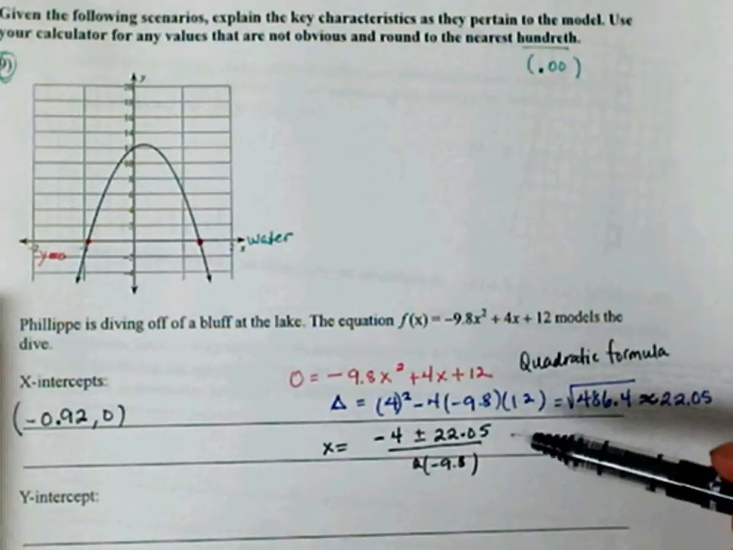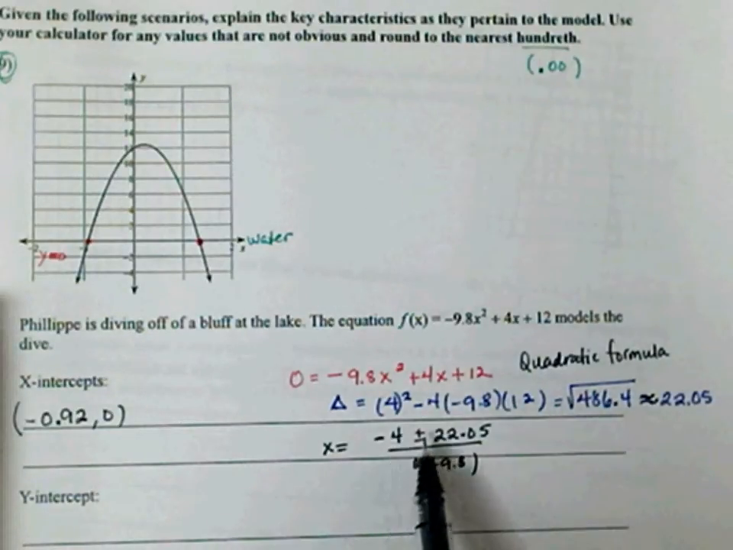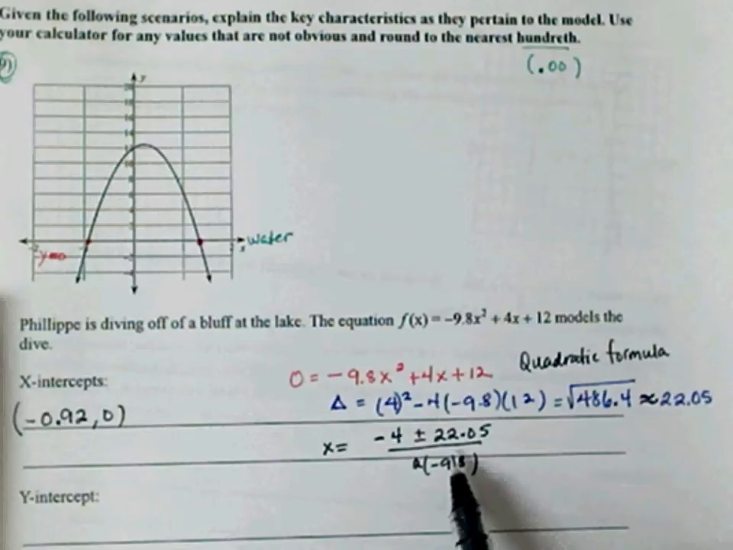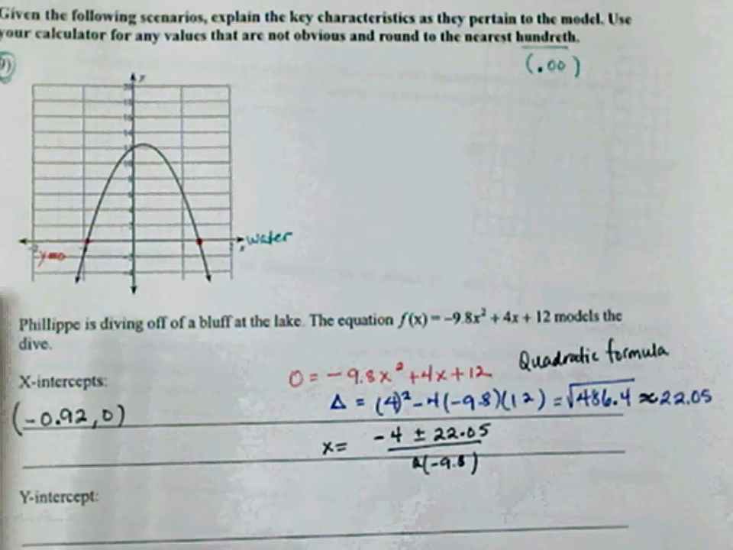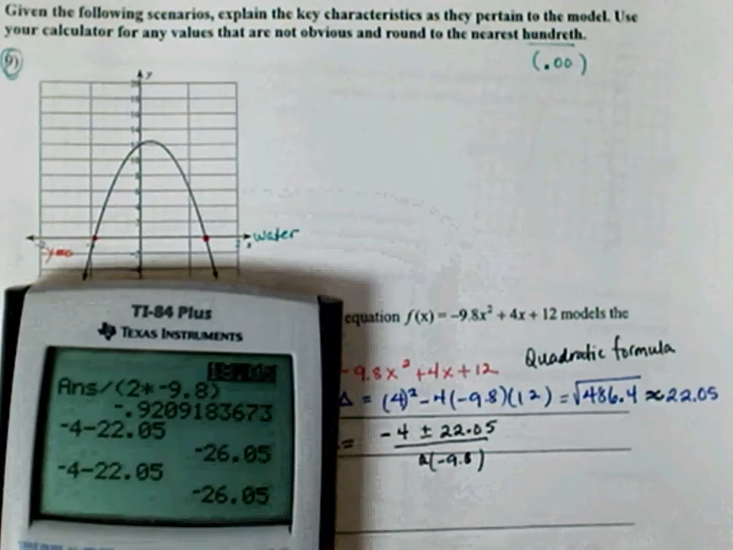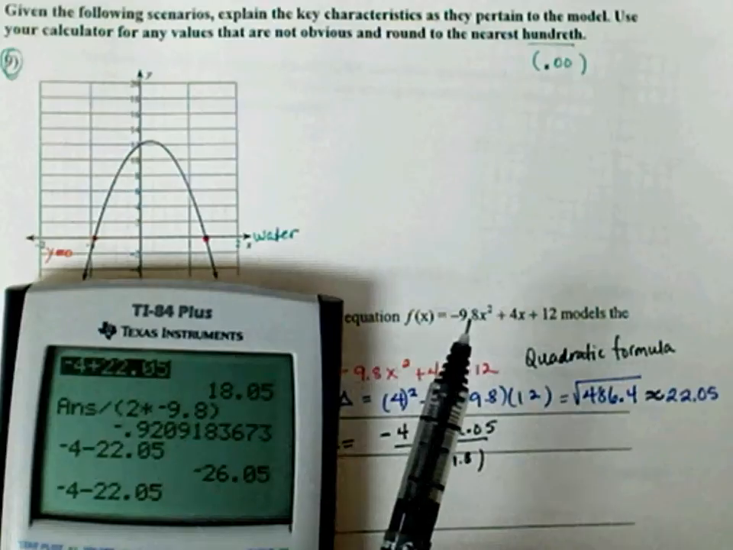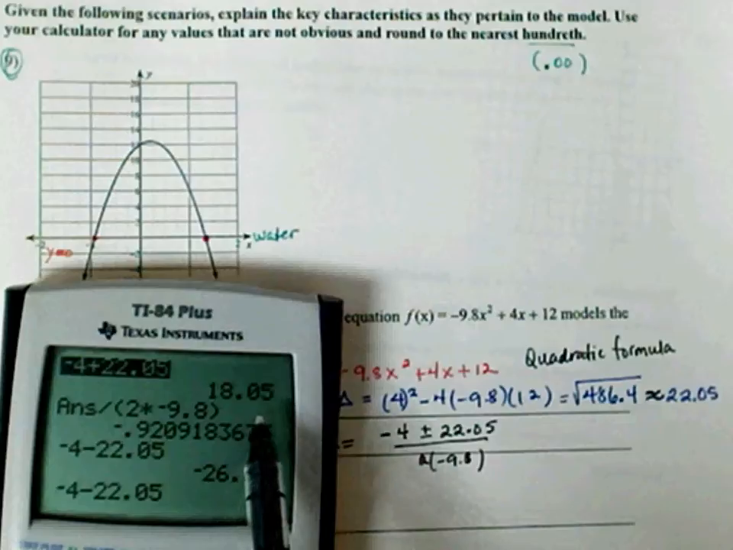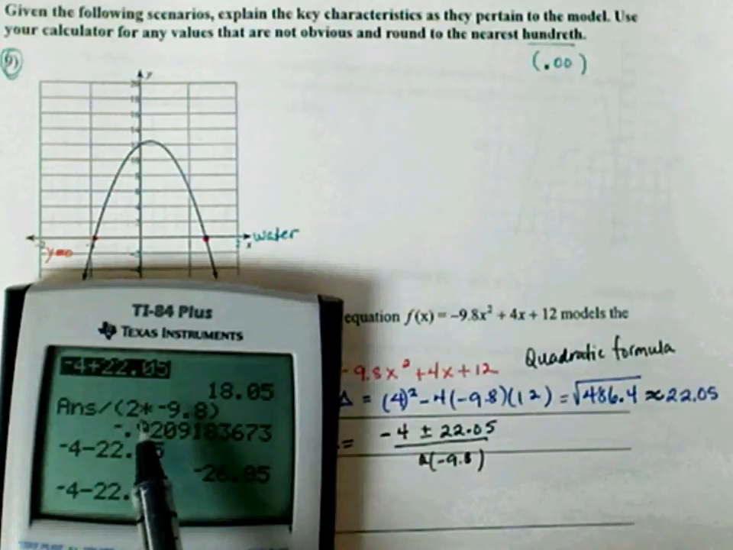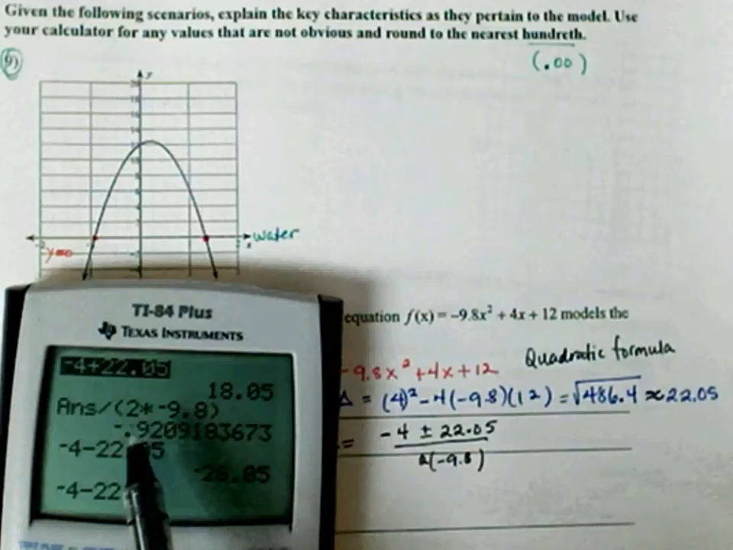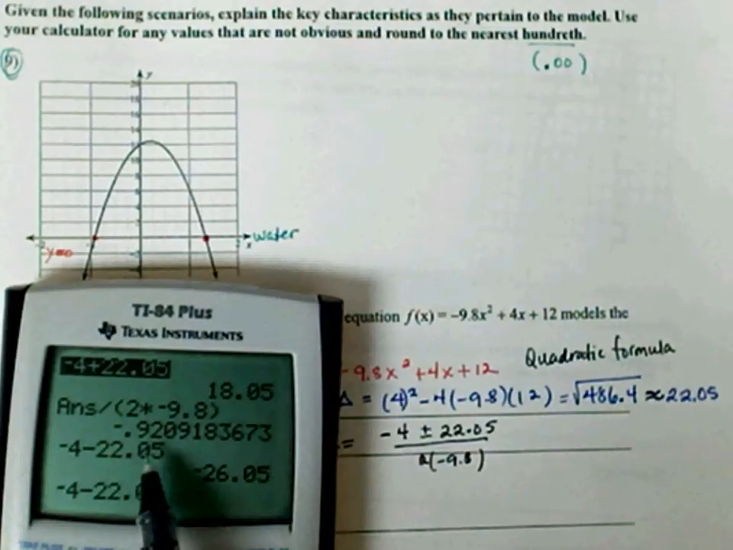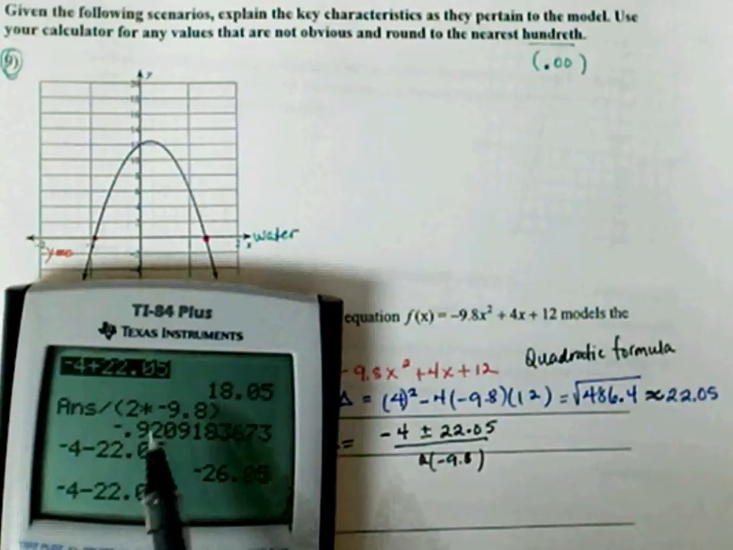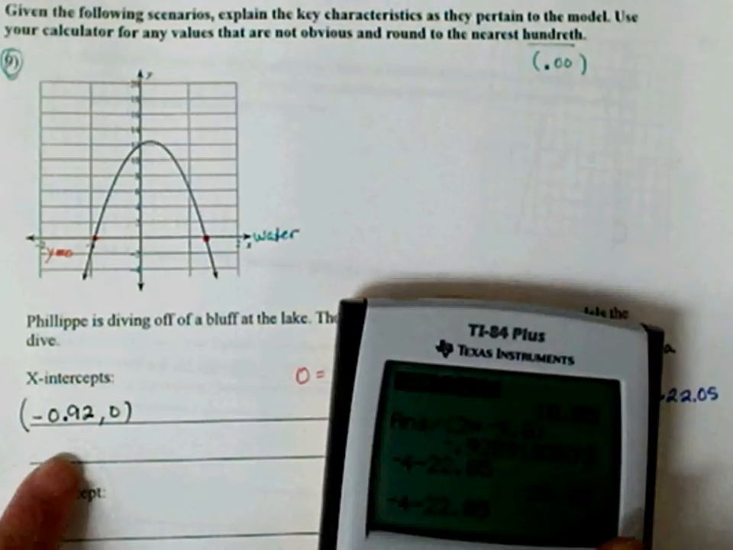Then I plug it into the quadratic formula, which is negative b plus or minus your square root of the discriminant, all of that over 2 times a, okay? So I typed into my calculator right here, and you have negative 4 plus 22.05, which came out to be 18.05, and I divide that by my denominator, which is 2 times negative 9.8, and that came out to be negative 0.92. And there's my first x-intercept.